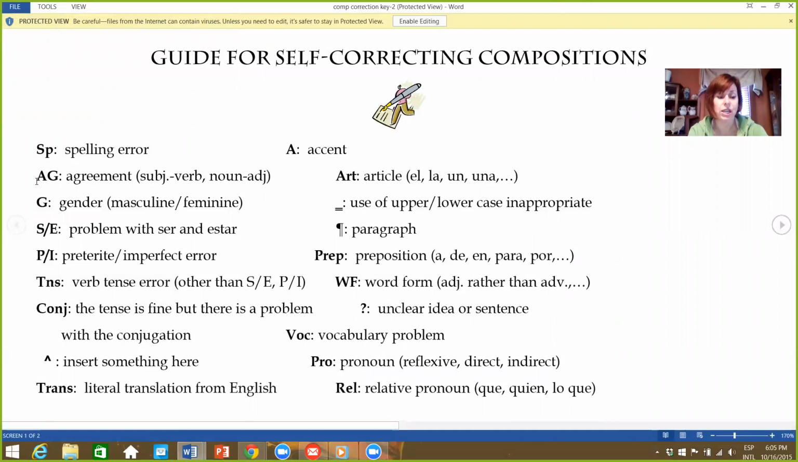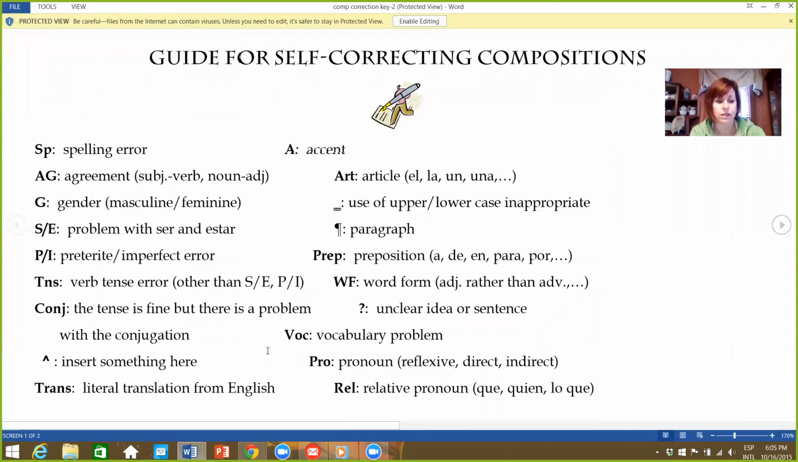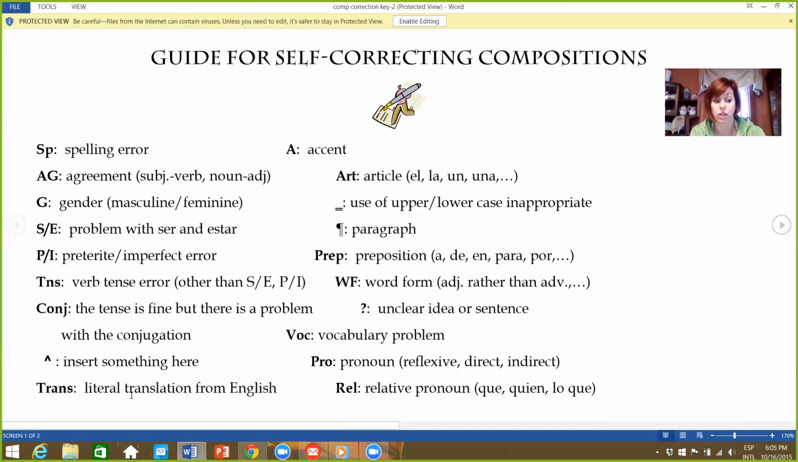So if it's got AG, it means that it's an agreement error. It could be a subject-verb error, or a noun-adjective error where you said something like "Casa blanco," or subject-verb where you say "yo hablas," things like that. Then preposition, word form, translation. So if you've got literal translation from English, that kind of thing. One of them that I want to talk about is this one right here, where it says relative pronouns. And the most common relative pronouns are que, quien, and lo que.